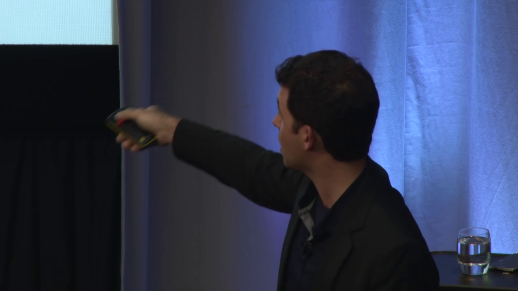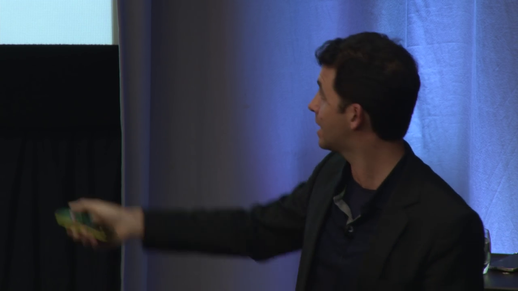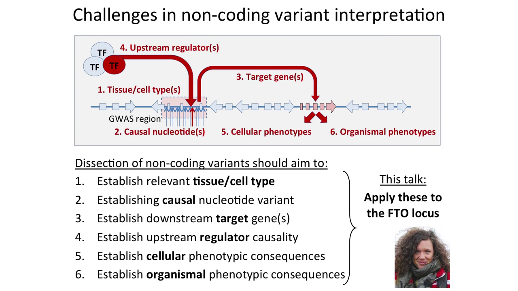So what I'm going to tell you about now is an example where we have actually gone in to mechanistically dissect a disease-associated locus, as a model for how these particular predictions apply across the genome. So this is work by Melina Klausnitzer, who basically focused on the FTO locus. The set of inferences that we want is to start with a genome-wide associated region, just like in the previous picture, and start predicting, number one, what is the relevant tissue and cell type? Number two, what is the causal nucleotide variant? Number three, who are the downstream target genes of that variant? Number four, who are the upstream regulators that are binding that particular variant? And of course, number five and six, who are the cellular phenotypes and the organismal phenotypes that are downstream of this?